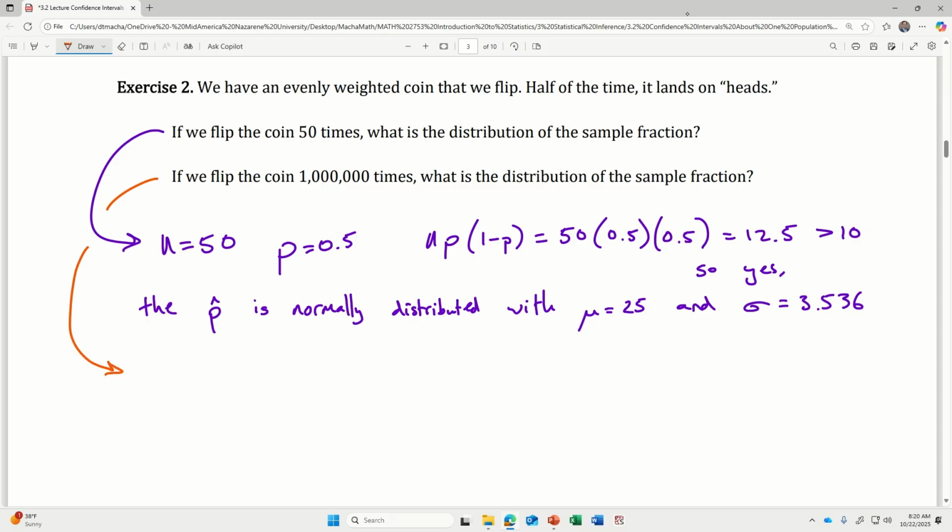Next question. If I were to flip the coin 1,000,000 times, what's the distribution of the sample fraction? So that's going to be a mean of n times p, which is going to be half.